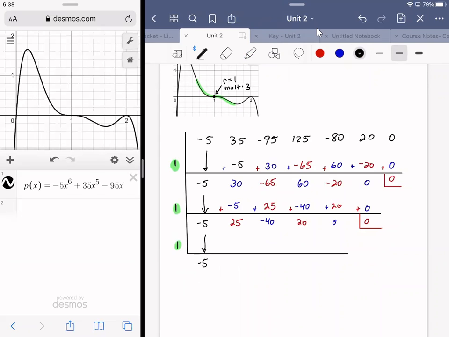So I bring down the -5. I'm going to multiply. I'm going to add. I'm going to multiply. I'm going to add. I never remember the next step. Oh yeah, multiply. Add. Multiply. And finally add. Oh, that's not a little L bracket. There we are.